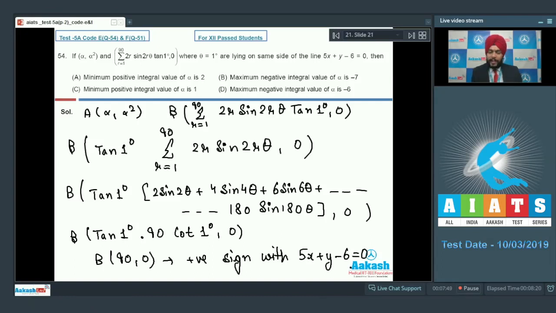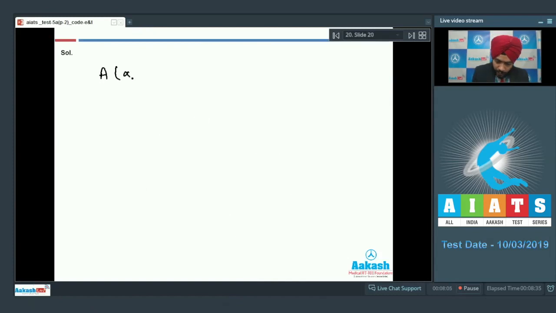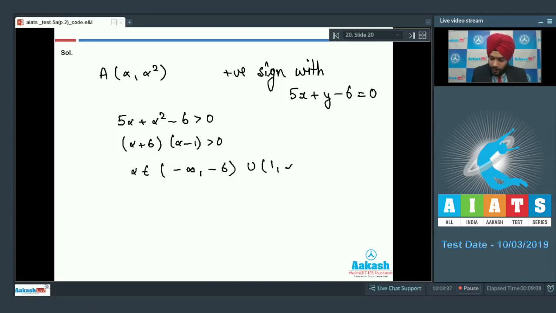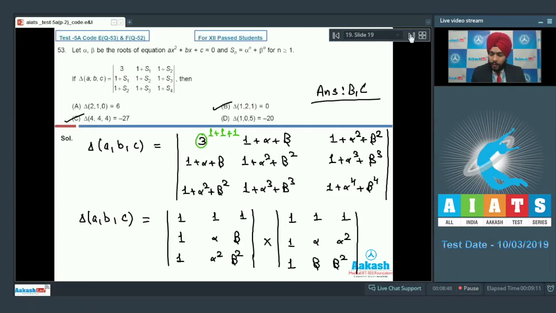So if this is giving you a positive sign, A point alpha comma alpha square has to give you a positive sign. So A point is alpha comma alpha square. It has to give the positive sign with 5x plus y minus 6 equals 0. So we have 5 alpha plus alpha square minus 6 should be positive. (Alpha plus 6) into (alpha minus 1) should be positive. That means alpha belongs to minus infinity to minus 6 open, union 1 to infinity open.